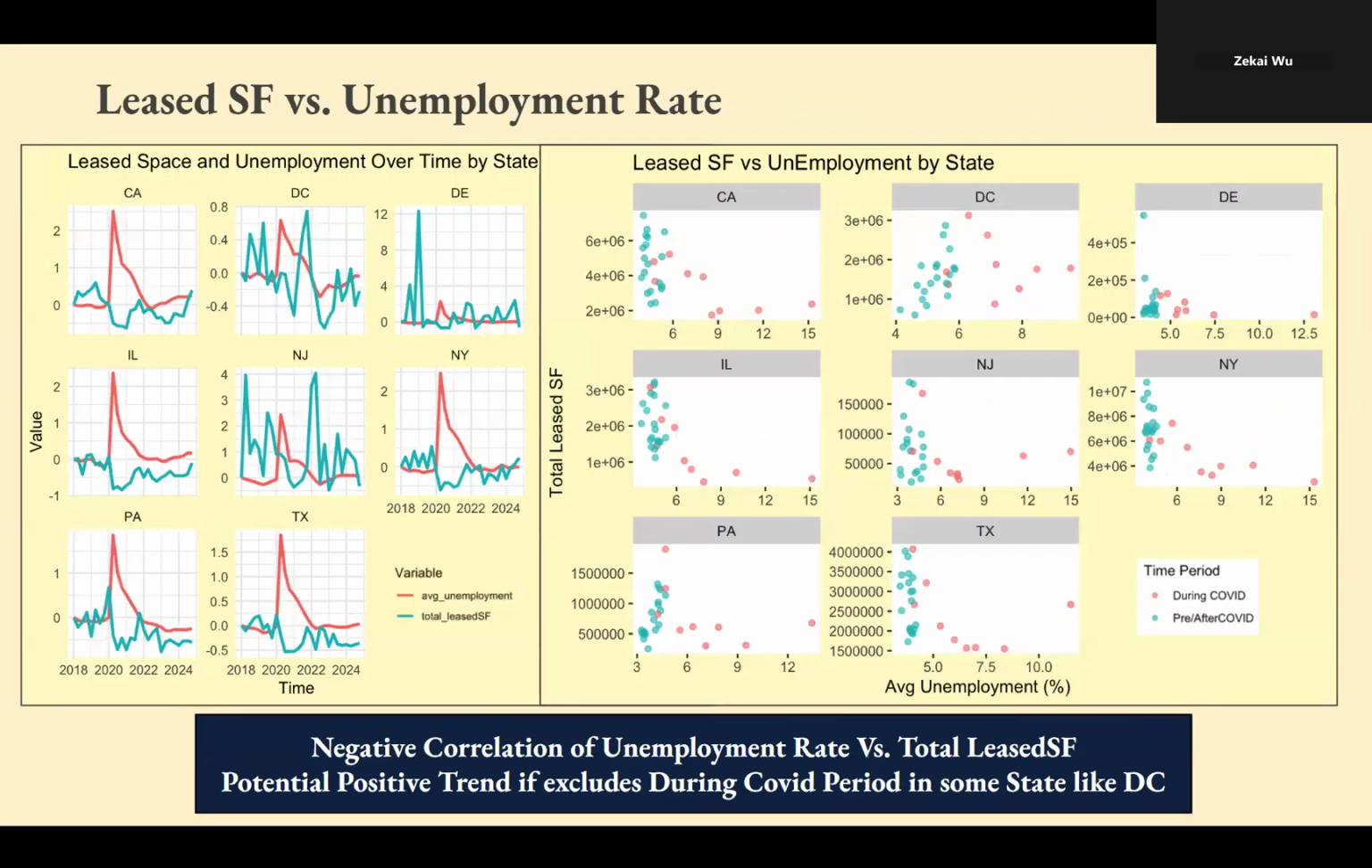Finally, the unemployment rate shows a strong negative correlation with the lease SF over time. But looking at each of the markets, excluding the COVID period point, there are certain markets like DC and PA actually showing a positive correlation between unemployment rate and the lease SF.